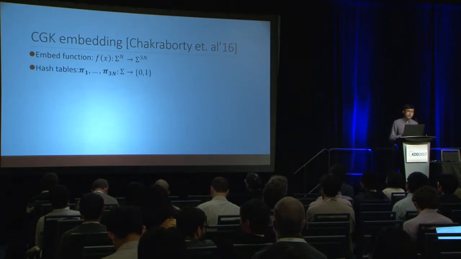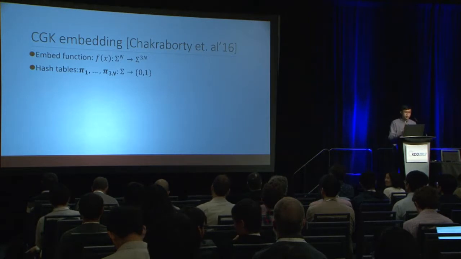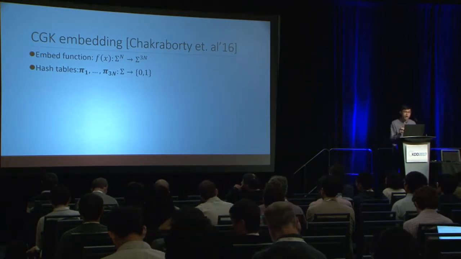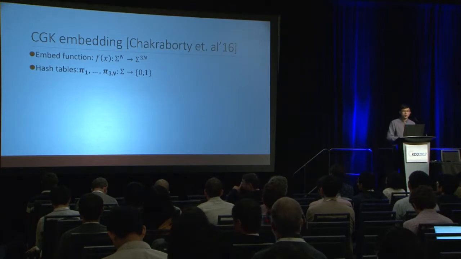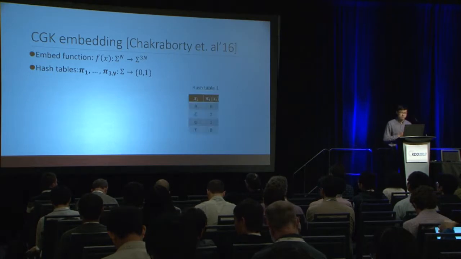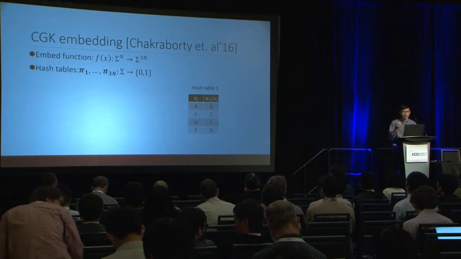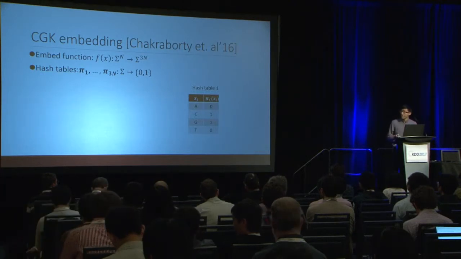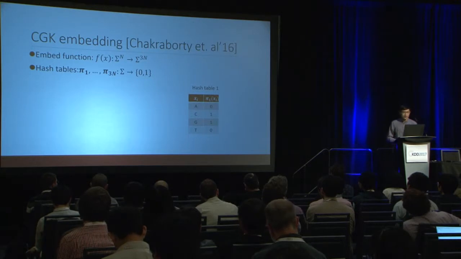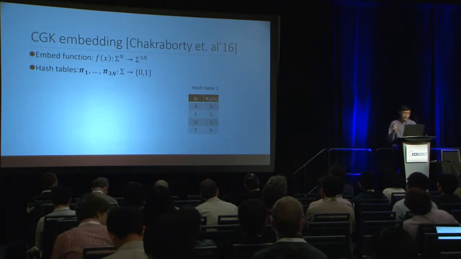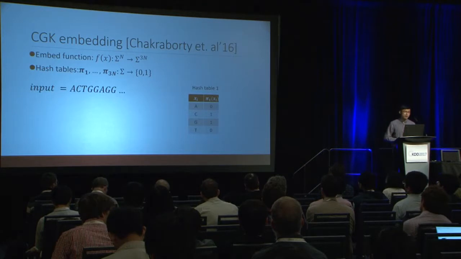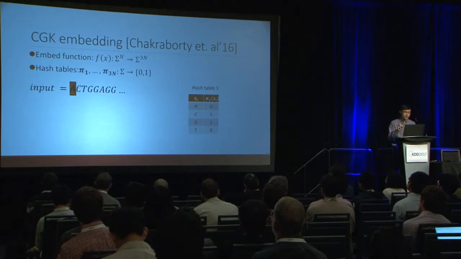The algorithm needs some random hash tables, 3n random hash tables. Each of them hashes every letter in the dictionary to a random number, 0 or 1. Here is an example for the first hash table. Consider the dictionary is genome data, so we have 4 letters, A, C, G, T. Every letter in the hash table is mapped to a random number, 0 or 1. Let's see an example. If we have the following input, the algorithm keeps a pointer, which is initially set to the first digit of the input.